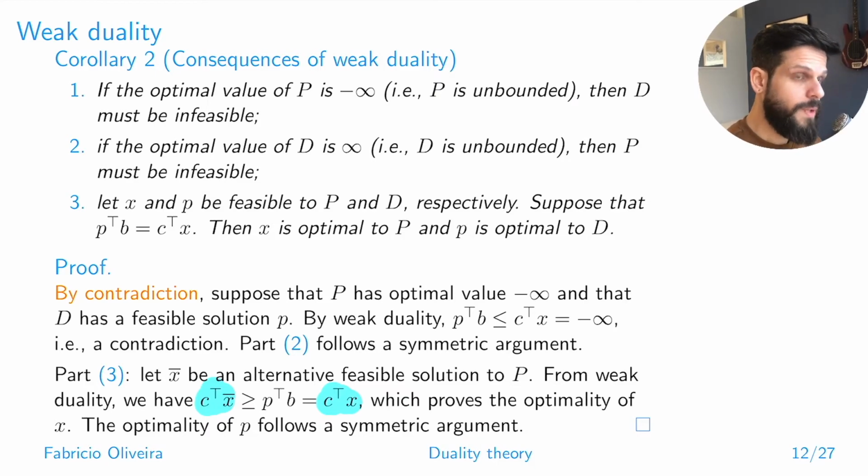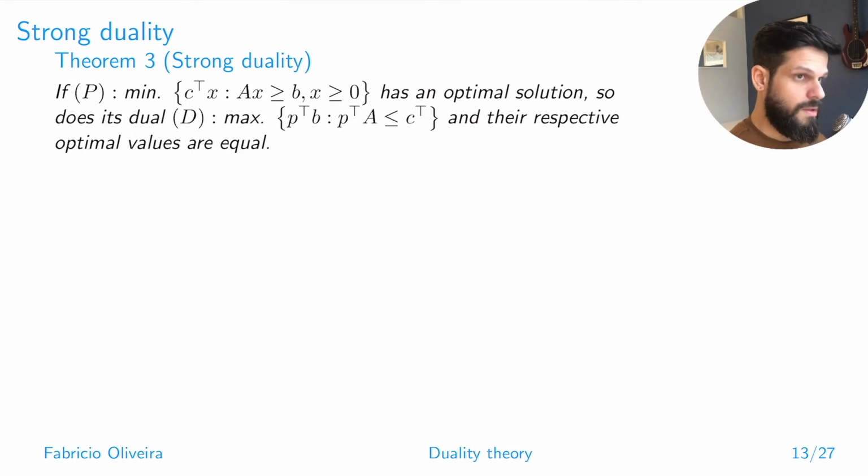So that's pretty cool. And the next theorem, also important, is the big star of the evening. It's strong duality. The theorem that tells you that if you find an optimal solution for P, if your P has an optimal solution, so does your D, and their optimal values match.